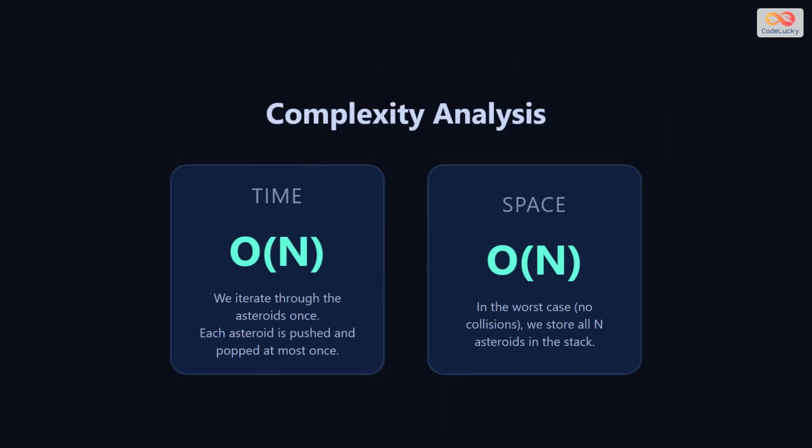Finally, the efficiency. The time complexity is big O of n, where n is the number of asteroids. This is because we push and pop each asteroid at most once. The space complexity is also big O of n to store the stack in the worst-case scenario where no collisions occur.